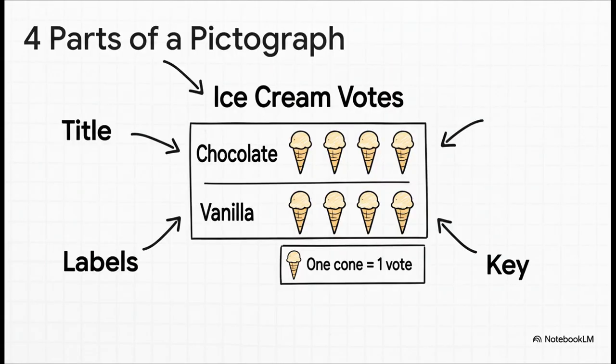Now, every solid pictograph has 4 key parts. You've got the title that tells you what you're even looking at. Then the labels, which are your different groups or categories. The pictures, obviously, those are doing the counting for us. And maybe the most important part of all, the key. The key unlocks the whole thing. Without it, the chart is basically useless.